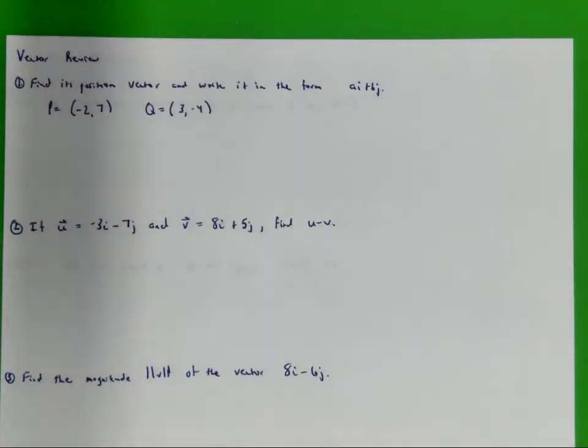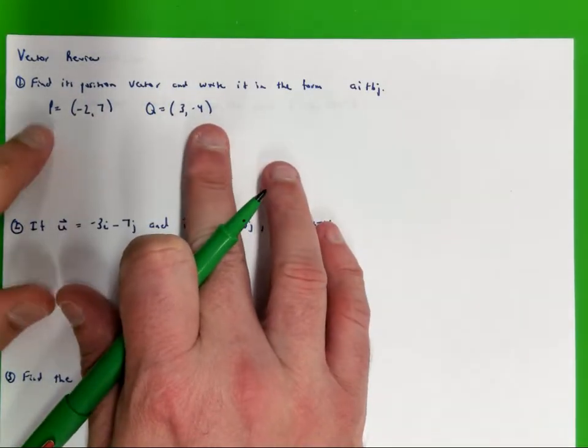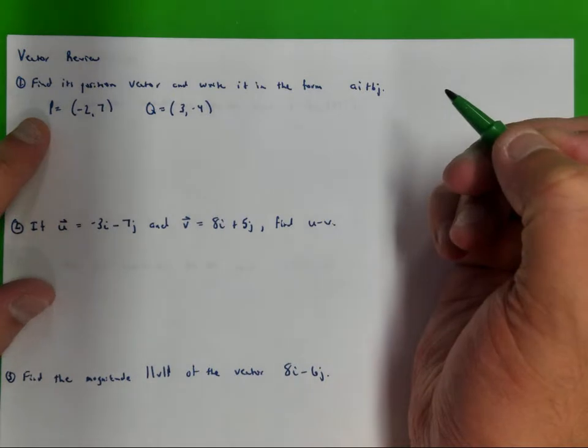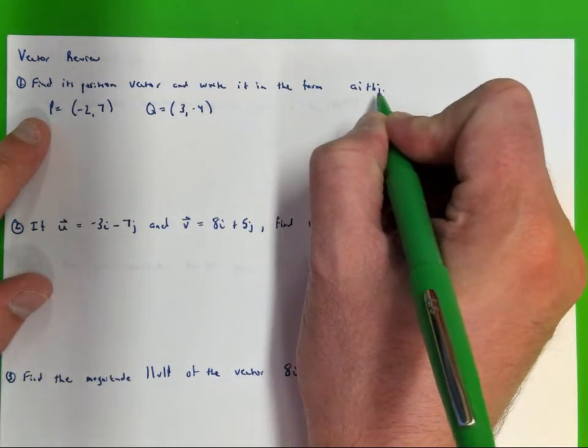Alright, this is your review for your vectors for your final exam. On number 1 it says, find its position vector and write it in the form ai plus bj. And you have these two endpoints here. So basically you put it in component form first and then just put it in ai plus bj.